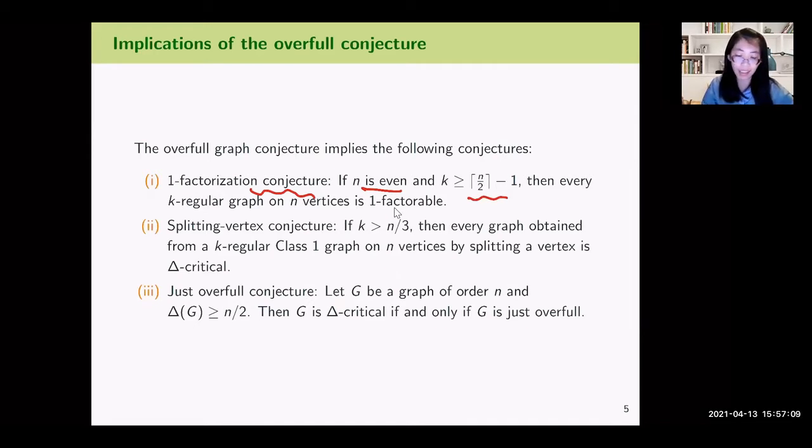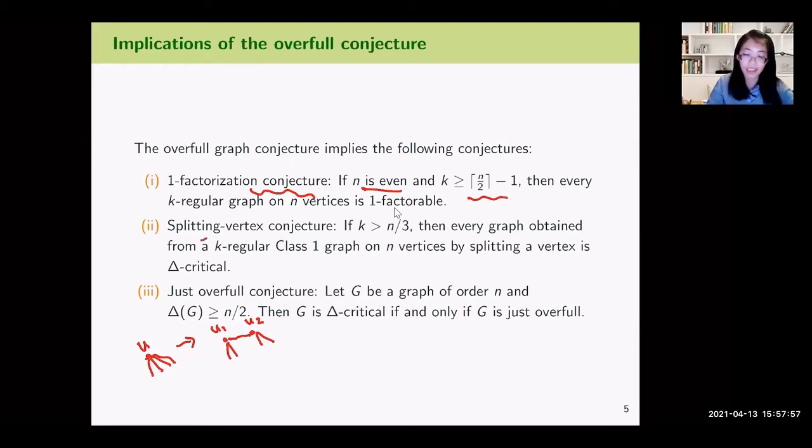And the other conjecture is the splitting vertex conjecture. This conjecture says that if the degree is greater than n over 3, and the graph is obtained from a k-regular class 1 graph on n vertices by splitting a vertex, then this graph is Δ-critical. Here splitting a vertex means that if we have a vertex U, we split it into 2 new vertices, call them U1 and U2. We add an edge between these 2 new vertices, and then we split the incident edges at U between these 2 vertices. You can split it in an arbitrary way, but make sure the degree of U1 and U2 is at least 2 in the new graph.